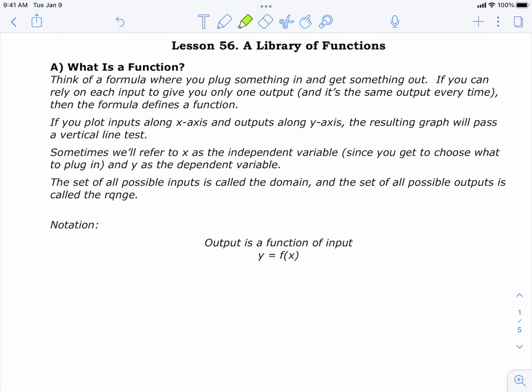Welcome to lesson 56, a library of functions. Got a new word today, functions. And library means I'm going to show you about 4 or 5 typical functions and say, hey, these are cool, and we'll keep playing with them for a while.